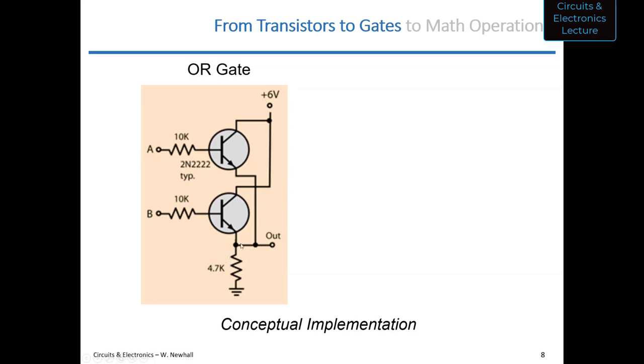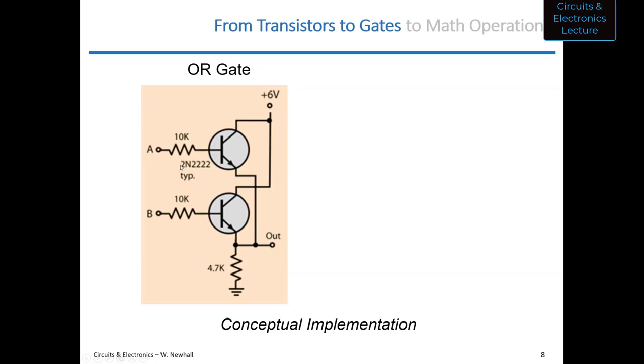Imagine that you apply a voltage to logical input A, let's say 5 volts or 6 volts, or whatever voltage is needed in order to saturate this transistor. So this transistor is either going to be saturated or in cutoff. When it's saturated, it's like a closed switch. And when the transistor is in cutoff, it's like an open switch. So essentially, you have two switches here that connect 6 volts to the output in some way.